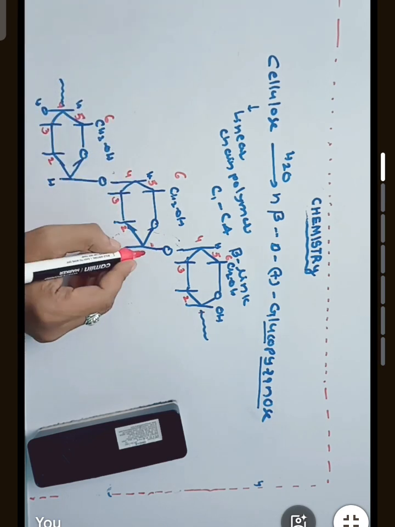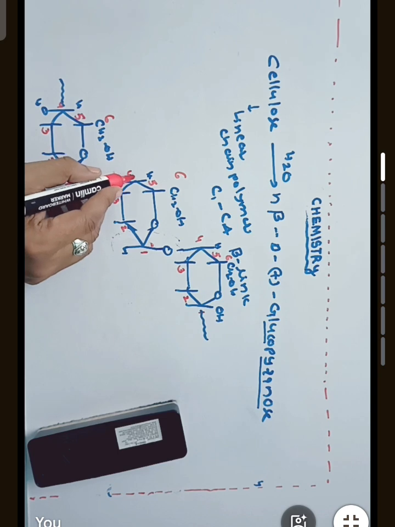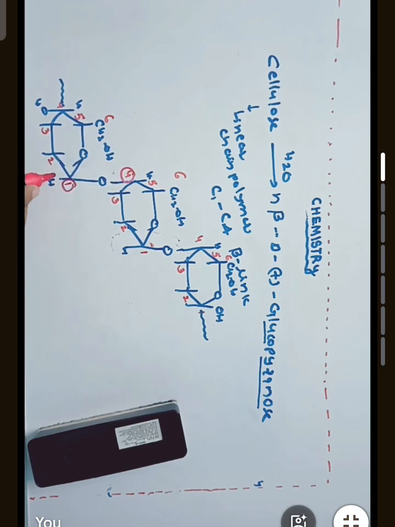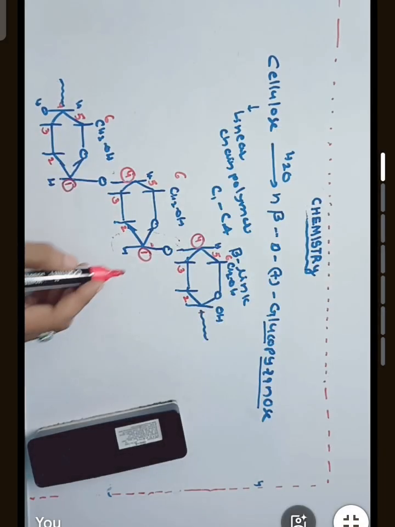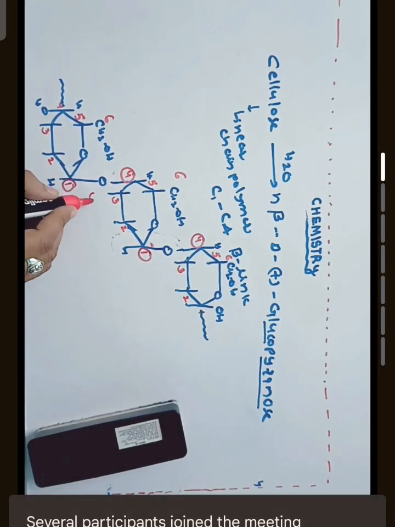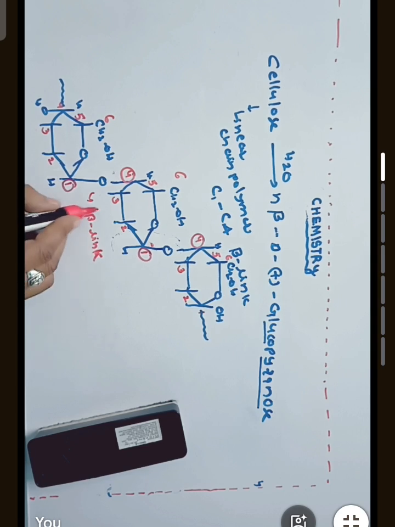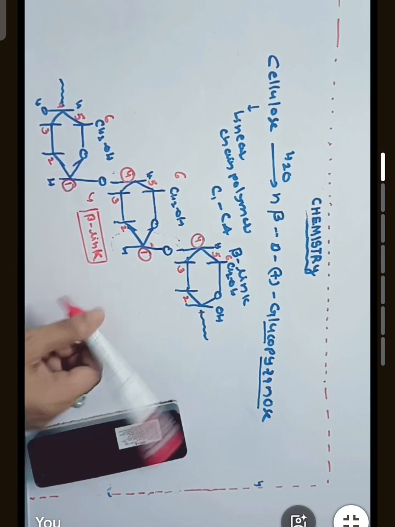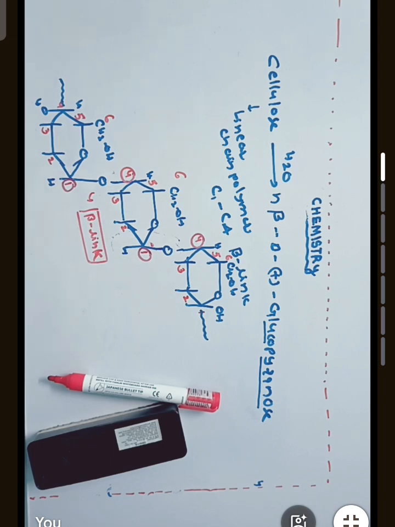C1 carbon, anomeric carbon, and C4 carbon. Here also C1 carbon and C4 carbon. This point is very important for us. This glycosidic linkage has a particular name. The name is beta link. This is called a beta link. Why is it called a beta link, sir? Anyone tell me why it is called a beta link? What exactly is the reason? Why is it called a beta linkage?